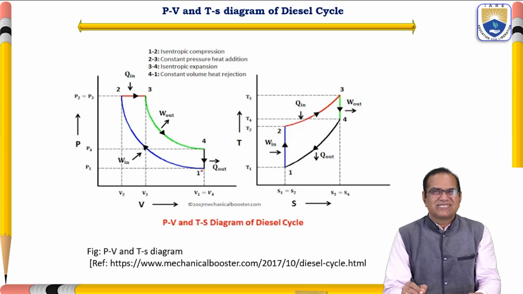And 4 to 1 is constant volume heat rejection. 4 to 1 is the same everywhere, and 1 to 2 is also the same. Only 3 to 4 is different between the Otto cycle and the diesel cycle.